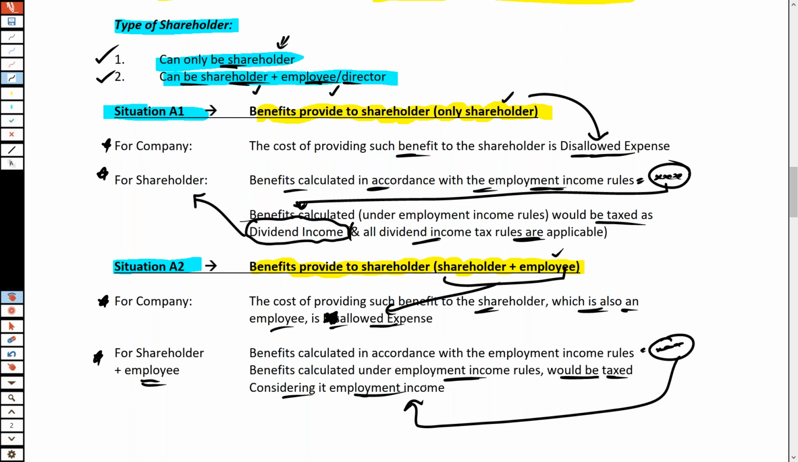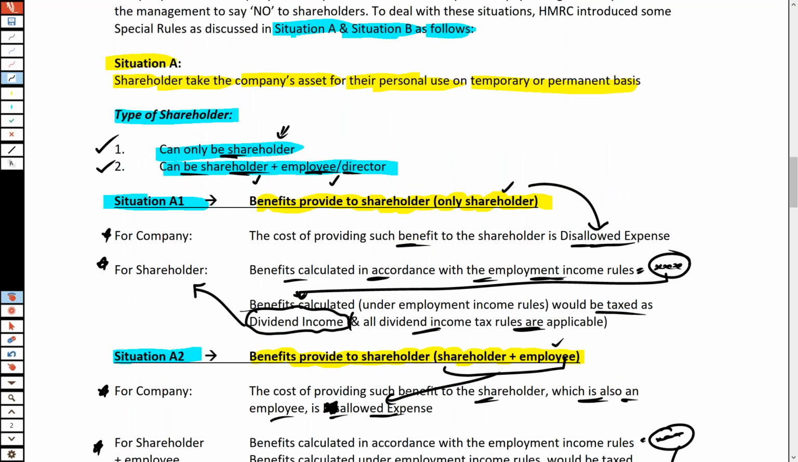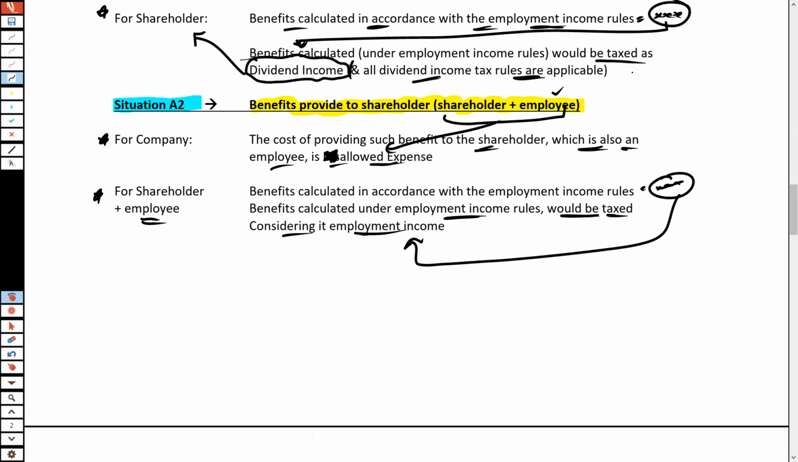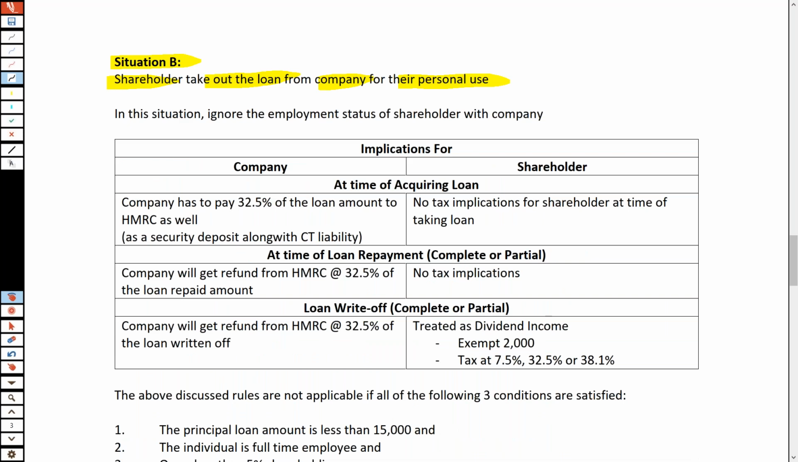So here we discussed the treatment when the closed company is providing a company's asset to a shareholder for personal use on a temporary or permanent basis. We discussed the relevant treatment under both situations: when the person is only a shareholder, and when the person is a shareholder as well as an employee in that company. Let's move towards the second situation, situation B.